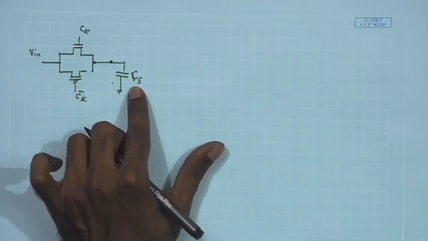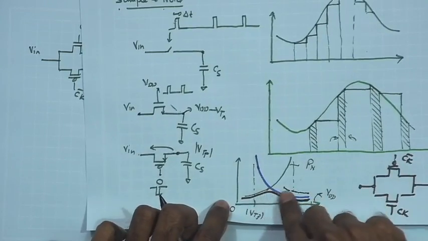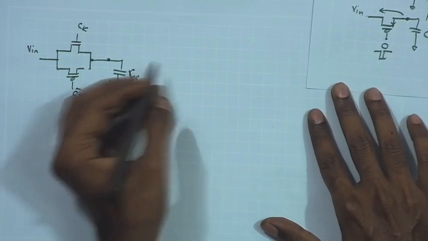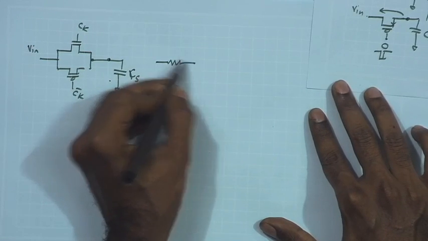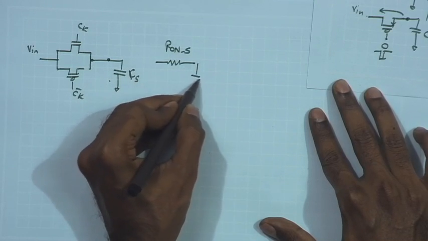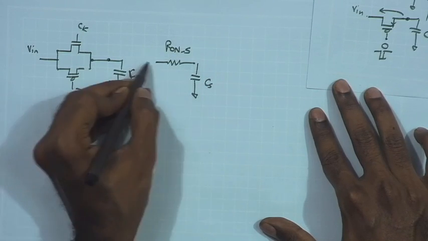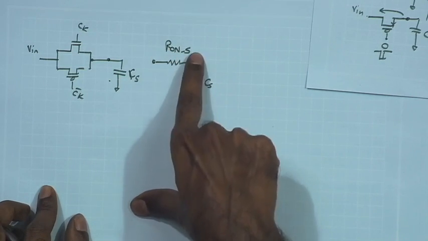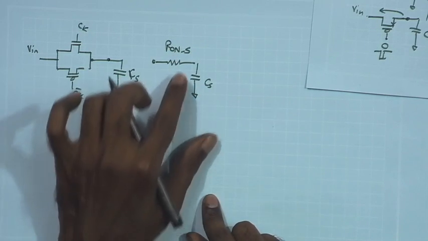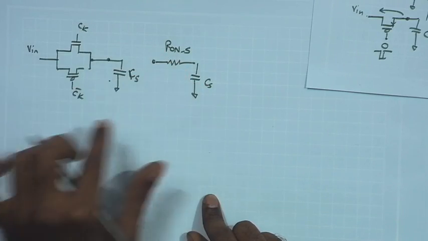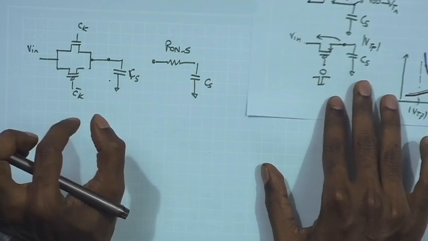Ultimately, as we have seen, the switch is going to have some finite on resistance given by the parallel combination of the R on N and R on P, and as a result, under on condition, this can be represented as R on of the switch, and you have the CS. And therefore, the time constant RC, given by R on times CS, should be significantly smaller than the on duration.